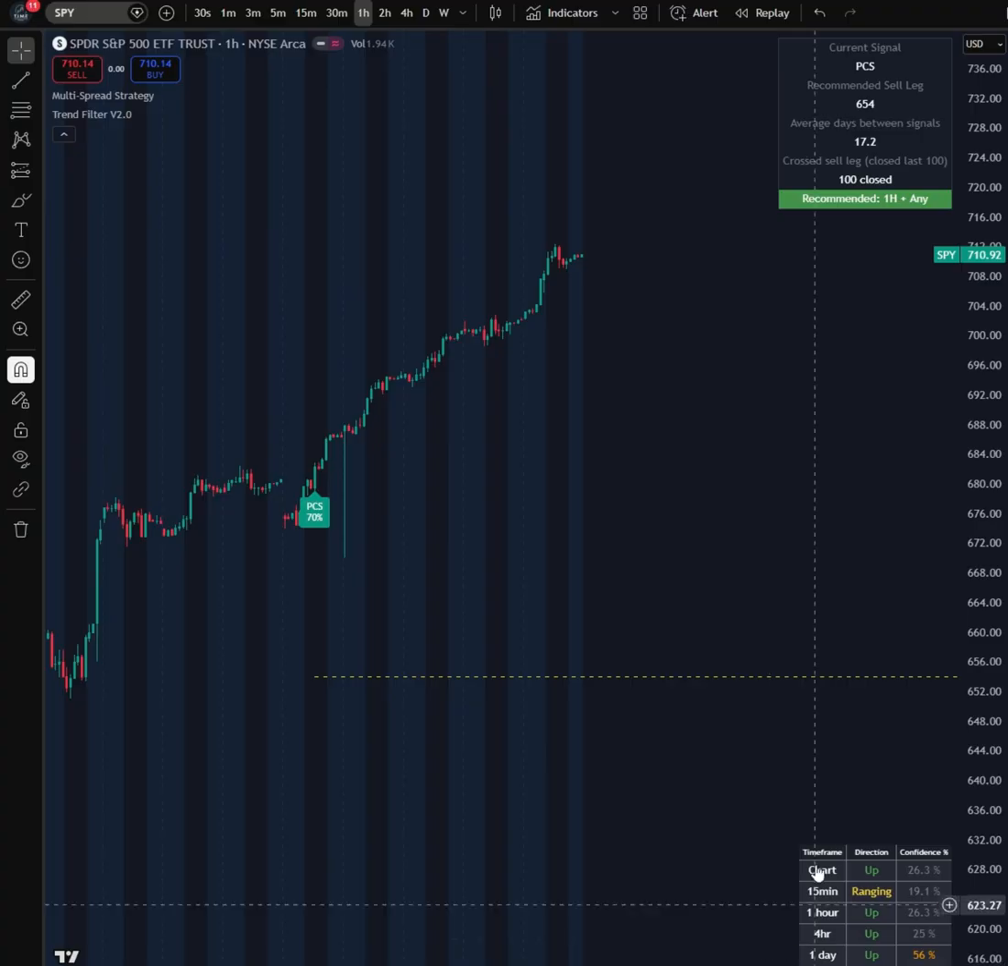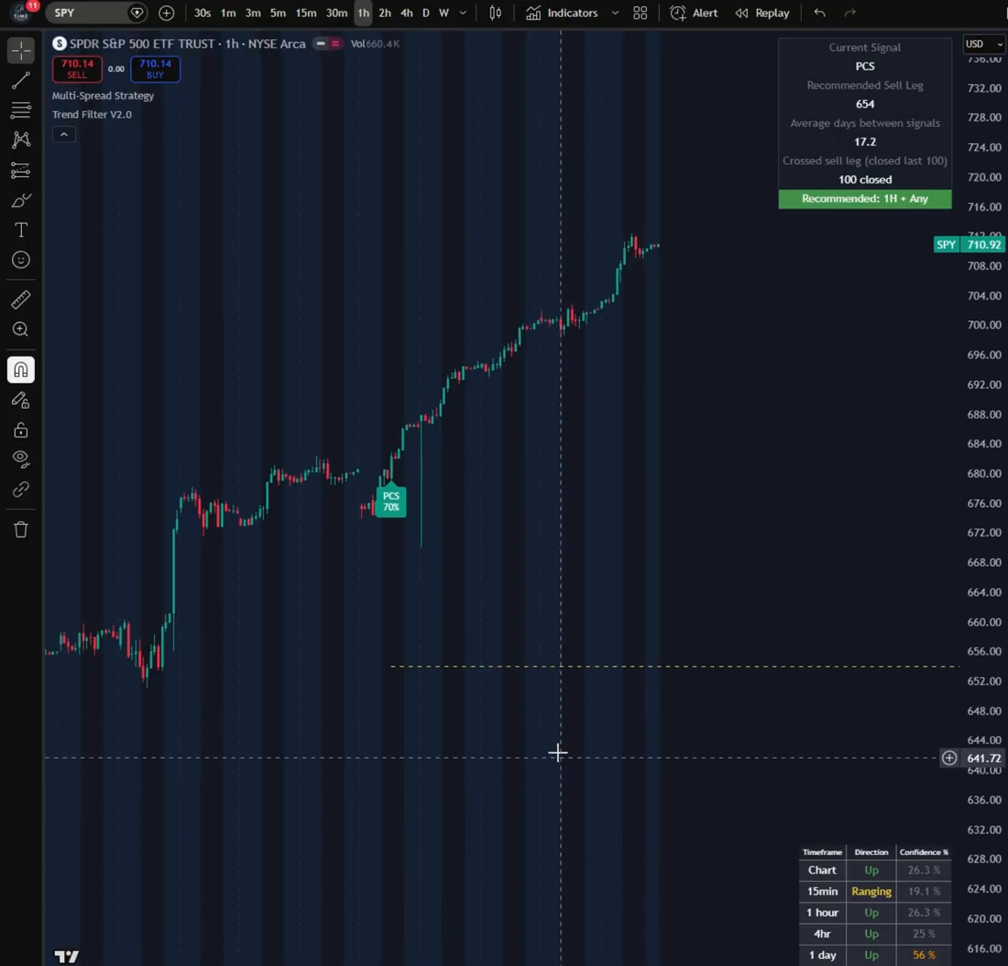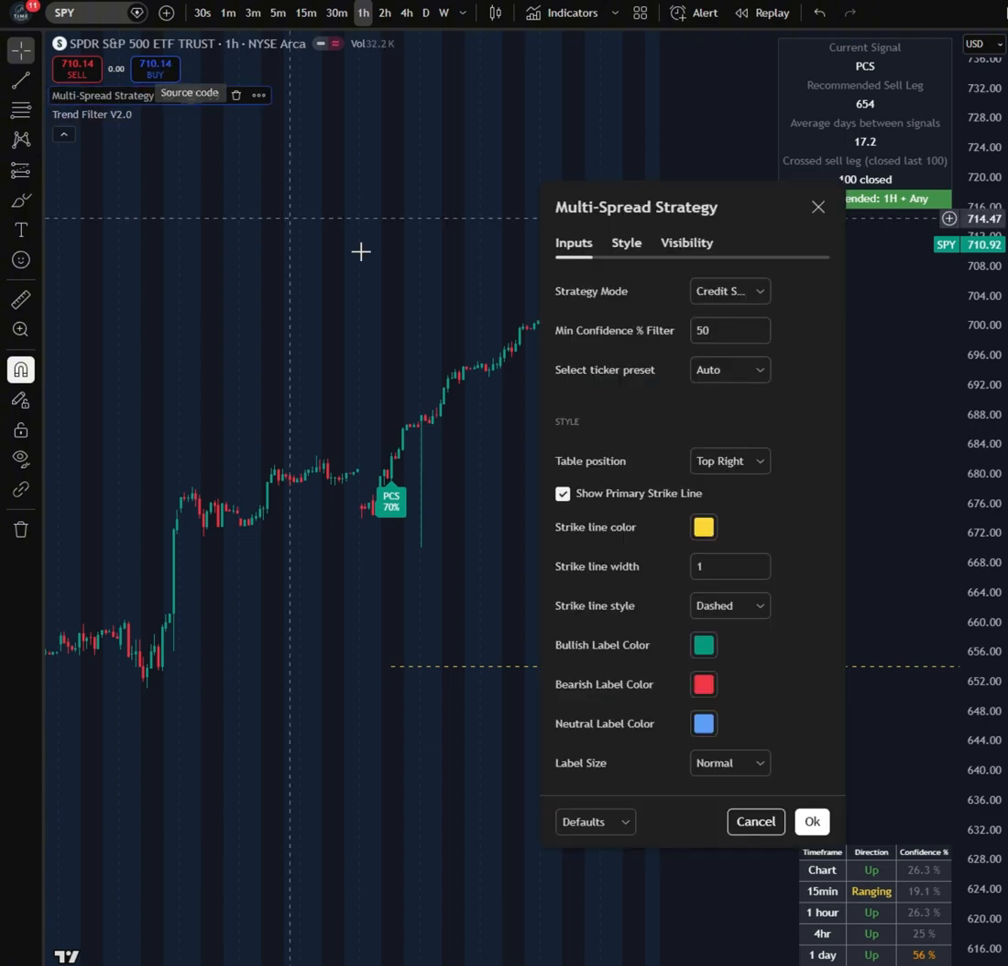I also have my trend filter down here. That's my other indicator that we have. And it shows the trend's been going up recently on these different time frames, and the confidence level on there as well. Like I said, you can also do different types of spreads.